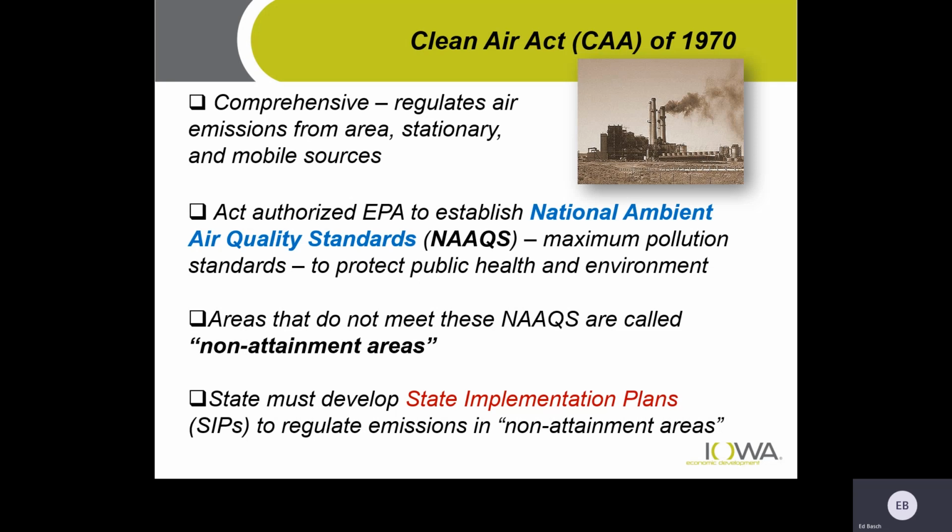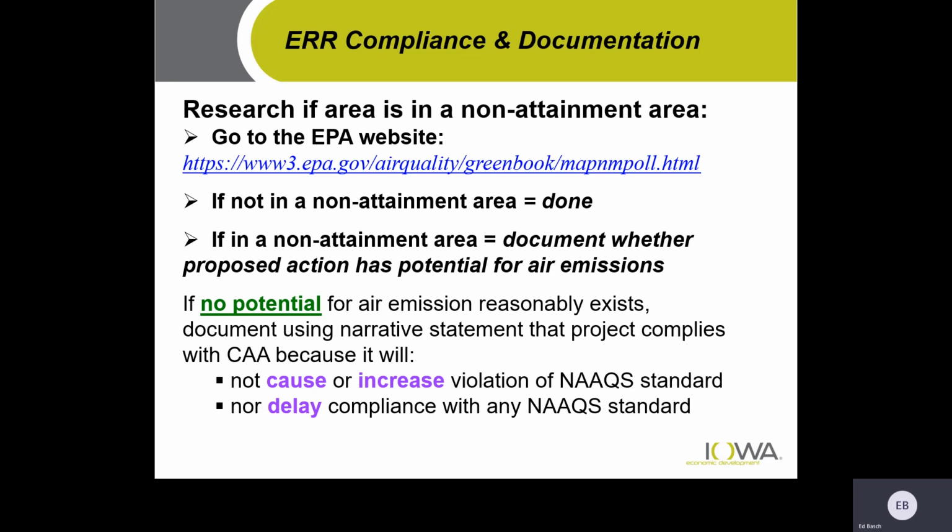Areas that do not meet those standards are called non-attainment areas. There are 2, but only 2, in the state of Iowa. The state must develop state implementation plans to regulate emissions in those non-attainment areas. To find out for sure if you are in a non-attainment area or not, there's a website to link to. If you're not in one of those areas, there's only 2 in Iowa, in the Quad Cities area and the Omaha metro area, then you're done.